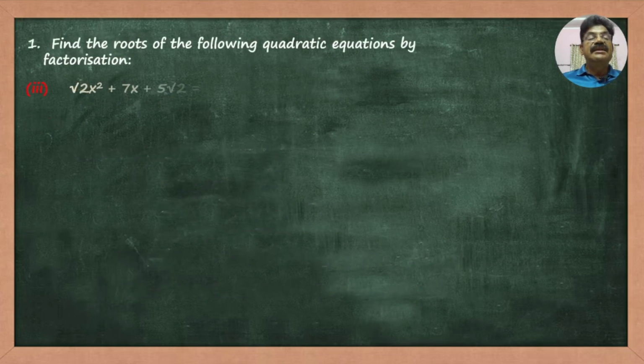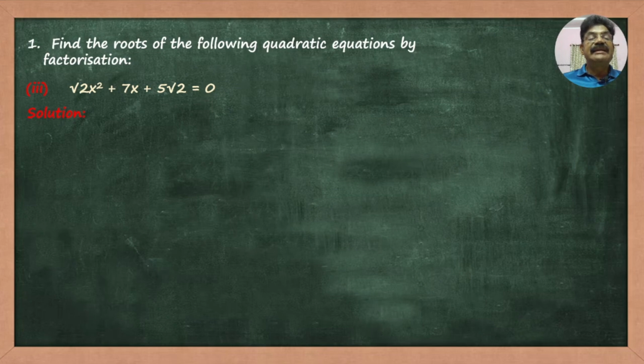Now consider the third problem. Root 2 x square plus 7x plus 5 root 2 is equal to 0. So a is equal to root 2, b is equal to 7, c is equal to 5 root 2. So the sum should be 7 and the product should be 5 into root 2 into root 2. So 5 into 2 which is equal to 10.